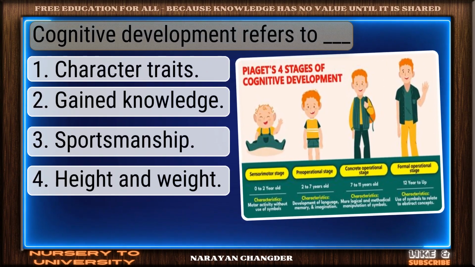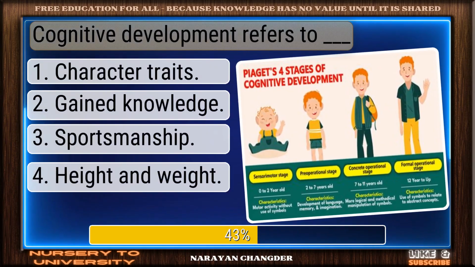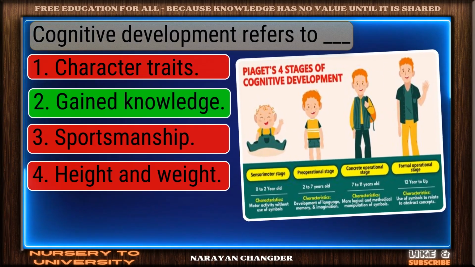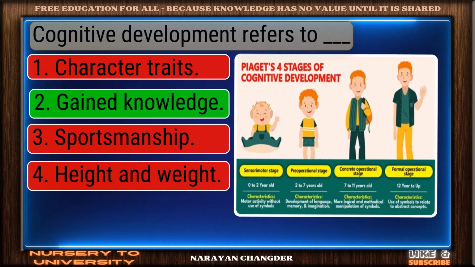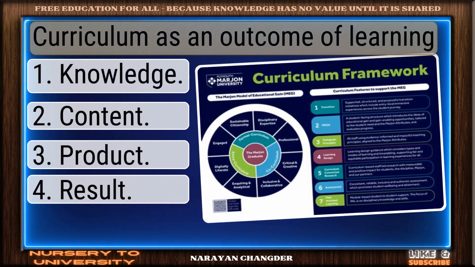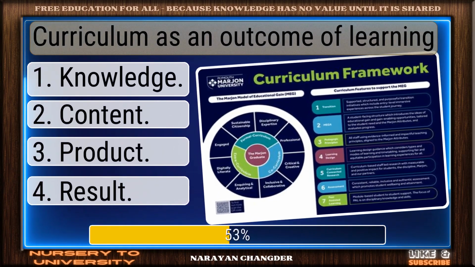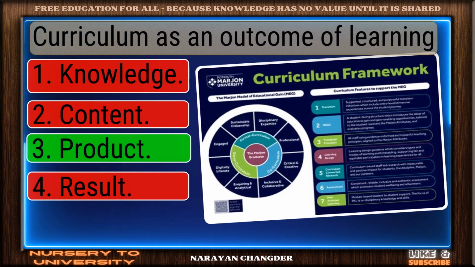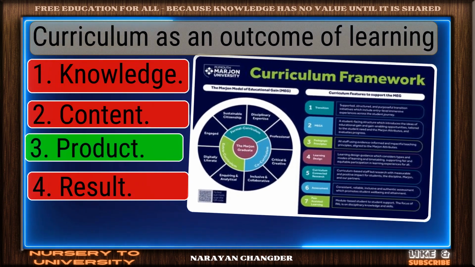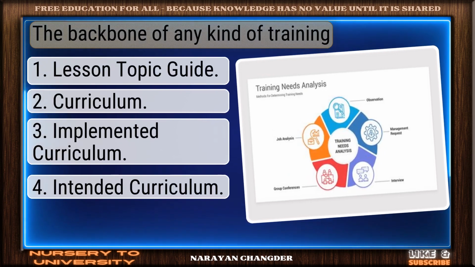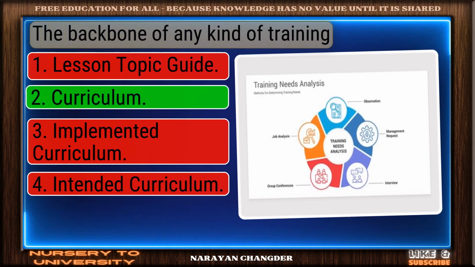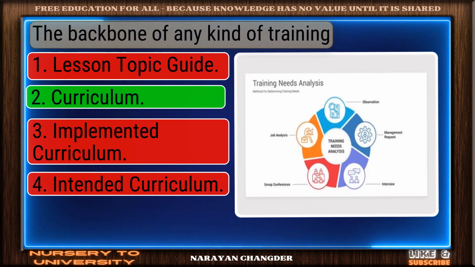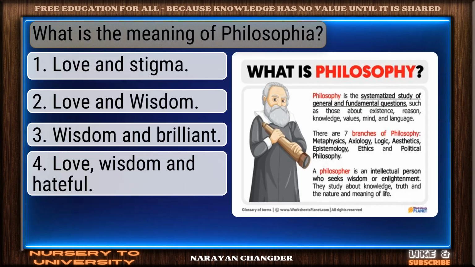Cognitive development refers to dash. Good job. Your answer, gained knowledge, works well here. Curriculum as an outcome of learning. You chose product, and it is correct. The backbone of any kind of training. Well done. Curriculum is the right choice.